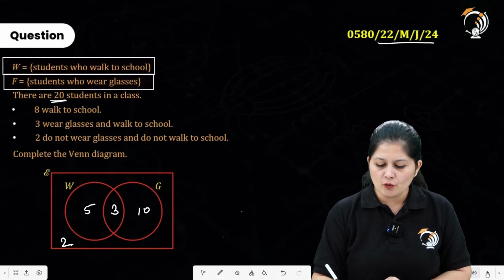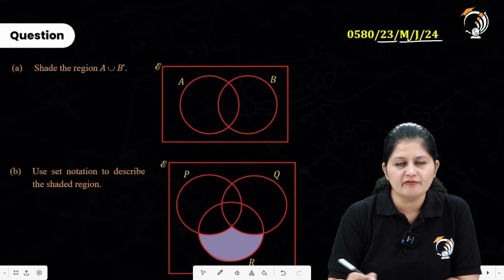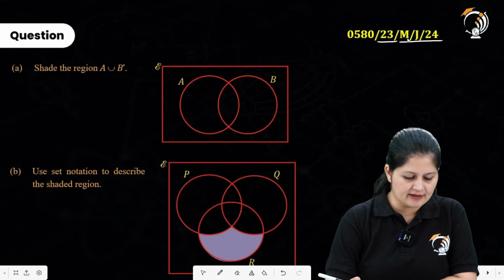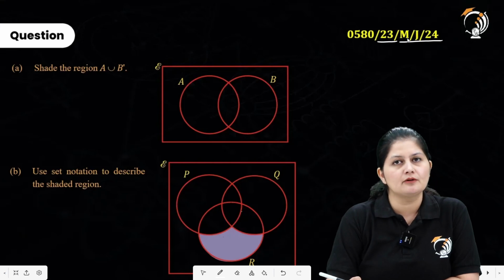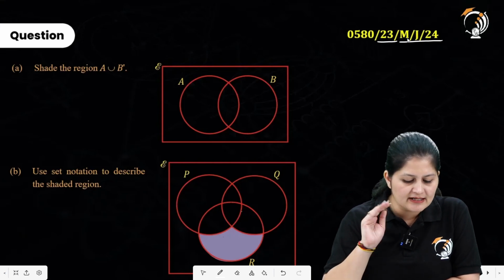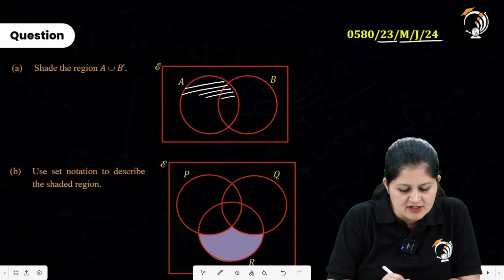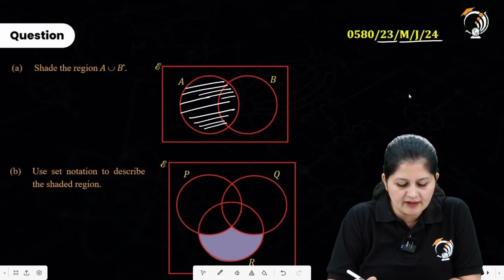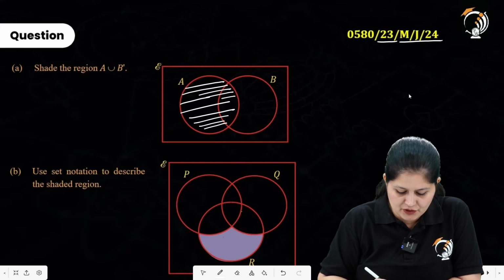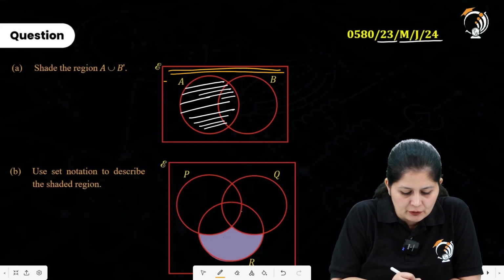Moving forward to one more question on this, which is from the paper of May June 2024 from variant 2-3. Let's read and understand the question. The question says, shade the region A union complement of B. Firstly, let's find out the region of A. This is the region for A. Further, the region that is the complement of B is going to be, that means we are not going to include the region of B.